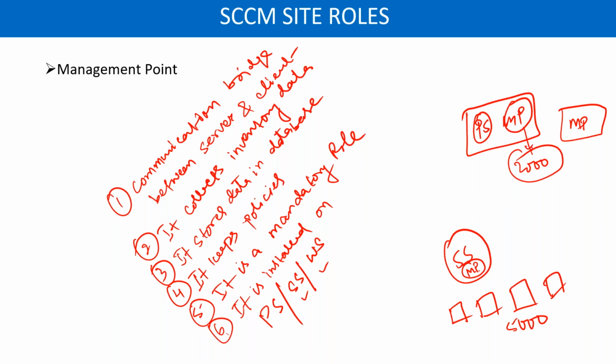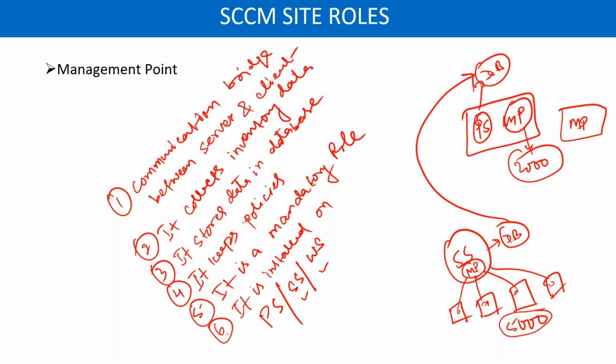All these 5,000 devices will get the policy, plus this management point will collect the inventory from all these 5,000 devices, because if these 5,000 start sending the inventory to the primary's management point, again the choke-up issue will happen. Clear? Then it will put it in the database, and finally this data goes to the primary, which will also have a database. Got it. Perfect.